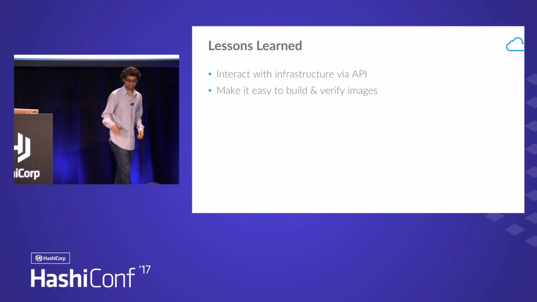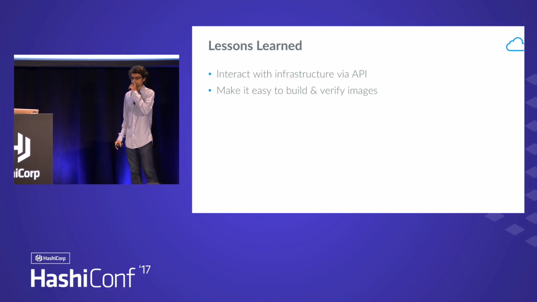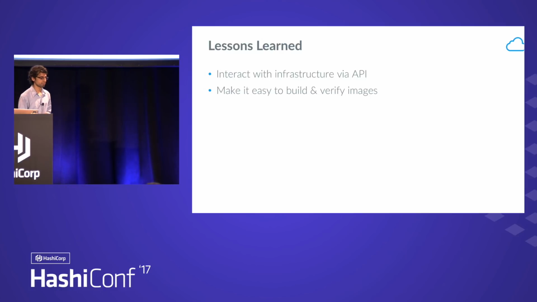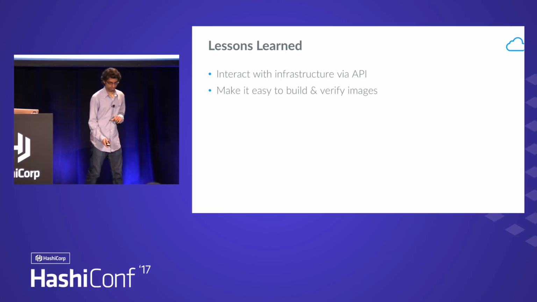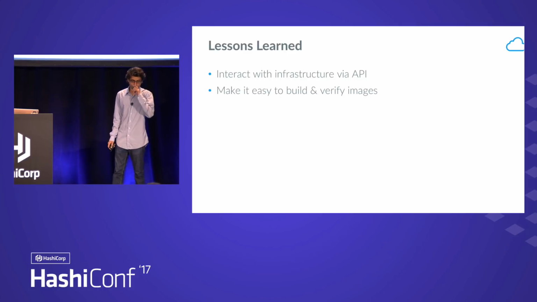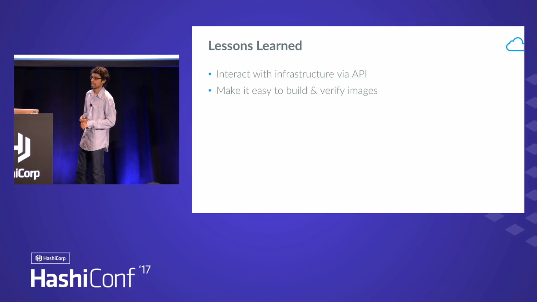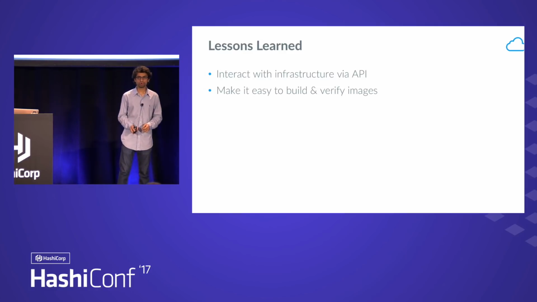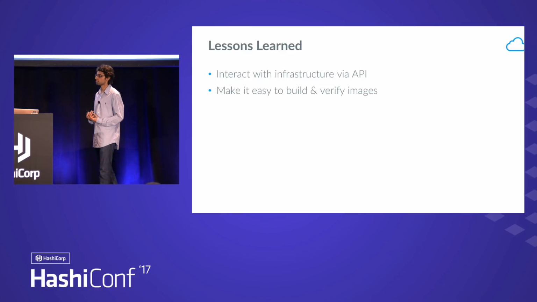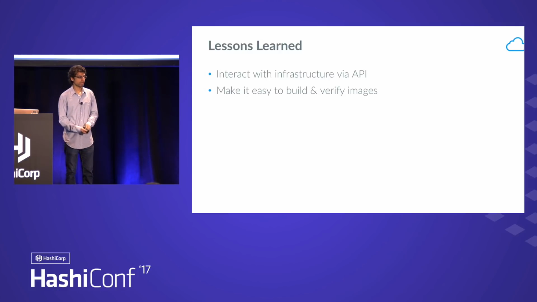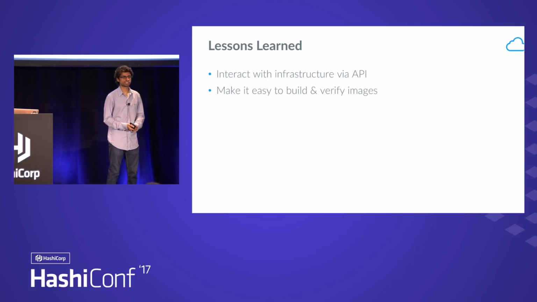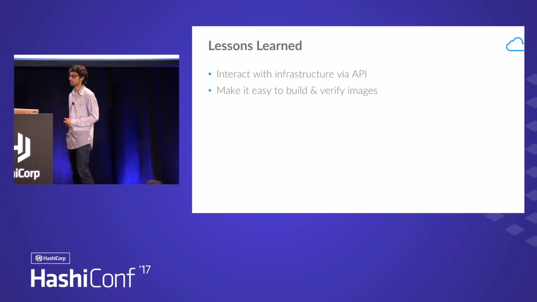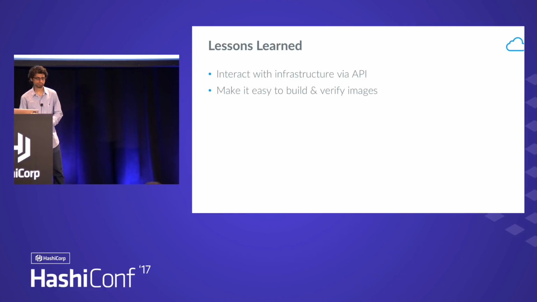So just to illustrate some of the lessons that we learned with this: one of the important things, which I think HashiCorp also mentions a lot, is you don't want to treat your infrastructure any differently than you treat your other software projects. You want to interact with it via an API. You want to version control your infrastructure definitions. This is critical to be able to get to this level of automation.